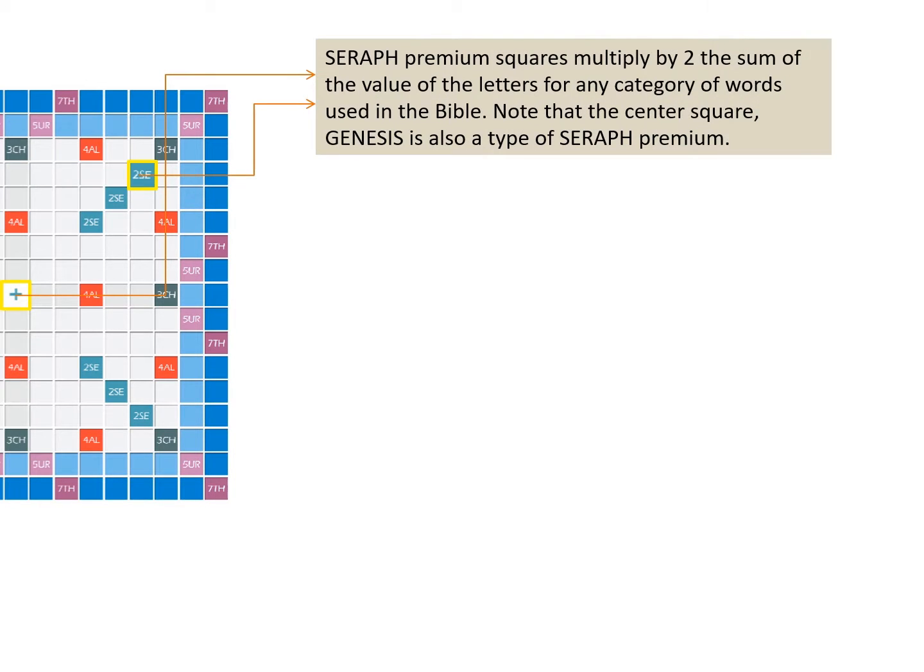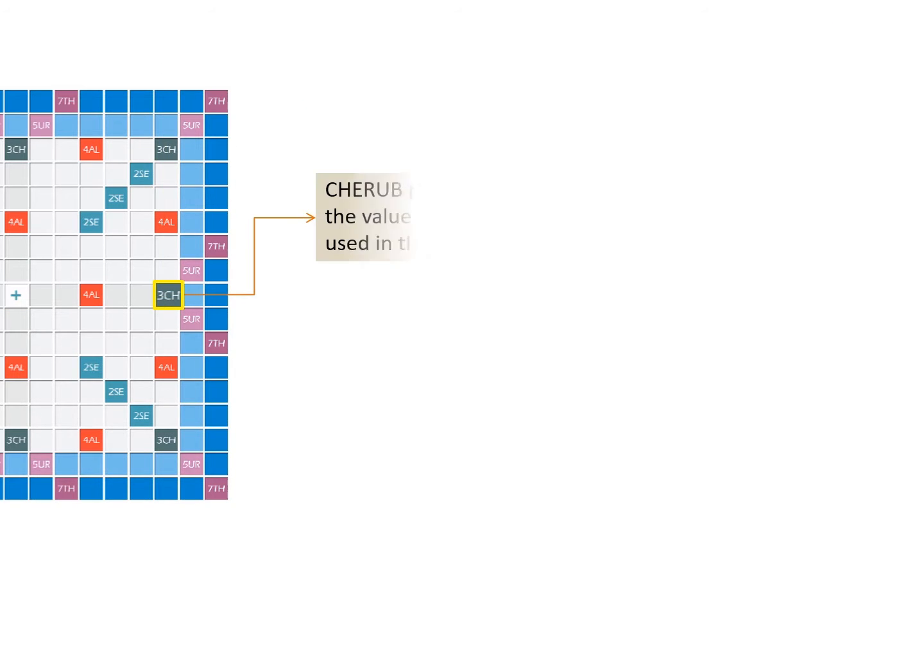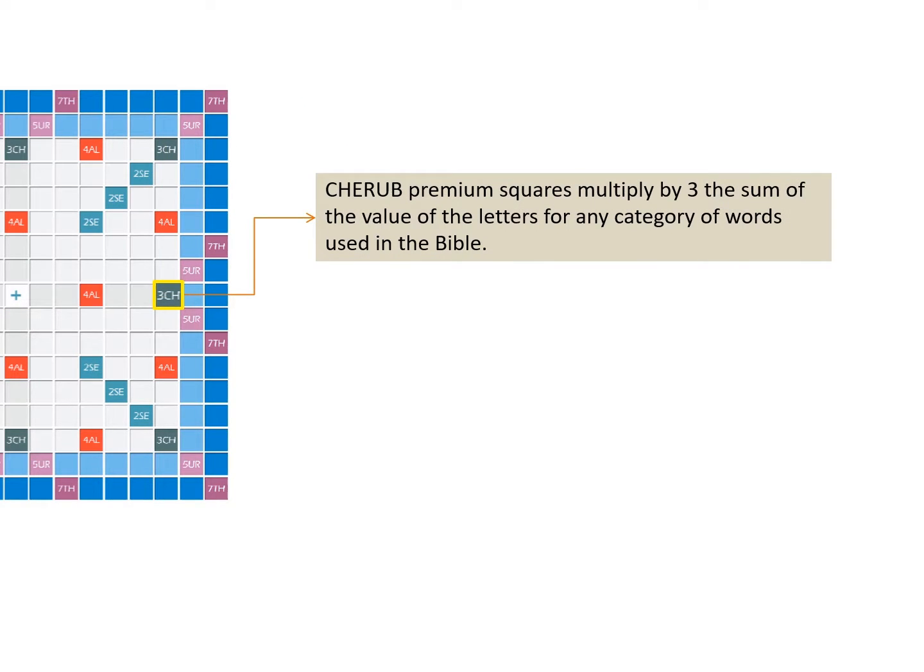Note that Genesis, the start square, is also of this type. The dark green square is called the cherub; it multiplies by 3 the sum of the value of the letters that form a word. The red square is called the alpha.